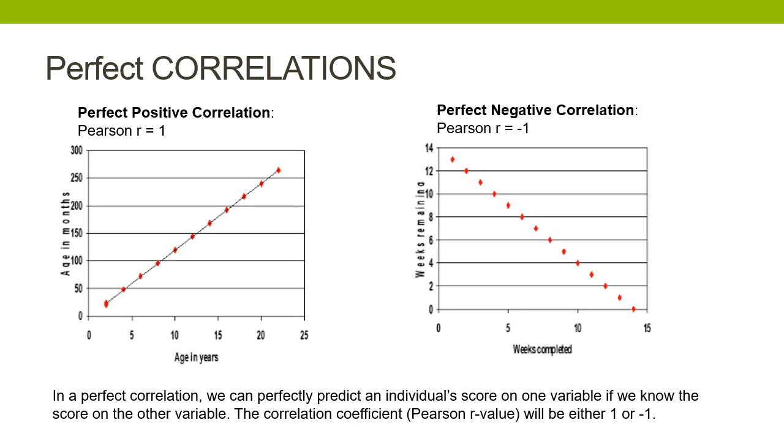And so that's what it means. We can perfectly predict an individual score on one variable if we know the score on the other variable, and we know the correlation coefficient, the R value, will be either 1 or -1. They're both equally strong.